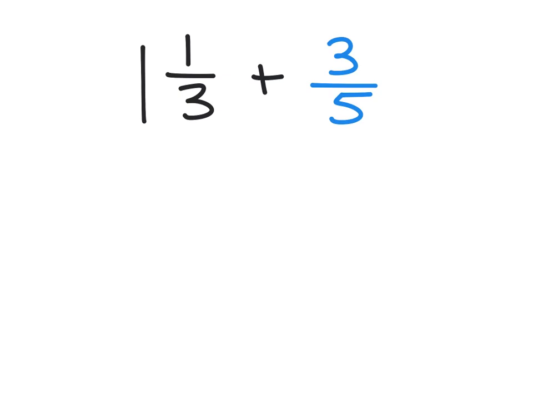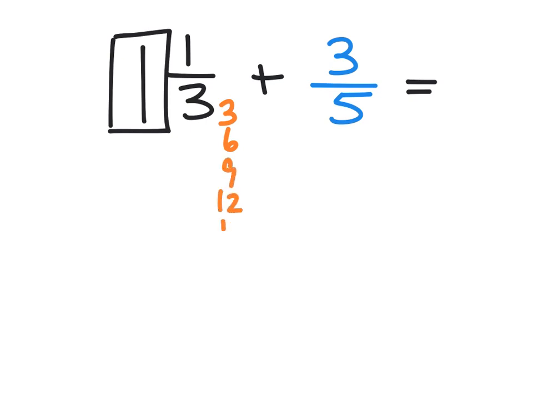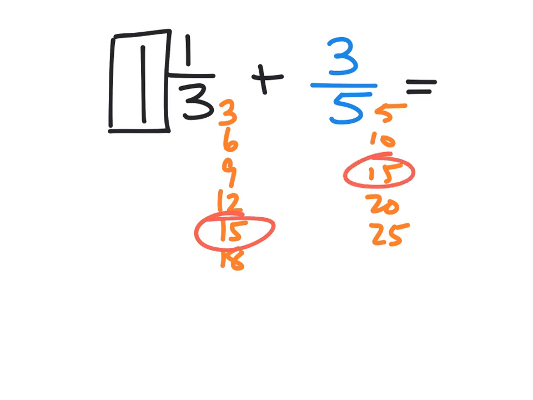How about an example with a mixed number adding a fraction? Once again, we're going to leave any whole numbers alone in the very beginning, and we're going to simply search for multiples. 3, 6, 9, 12, 15, 18. 5, 10, 15, 20, 25. And I see that 15 is on both lists. It's the only number on both lists, but of course that also makes it the lowest number on both lists. So 15 will become our new denominator.